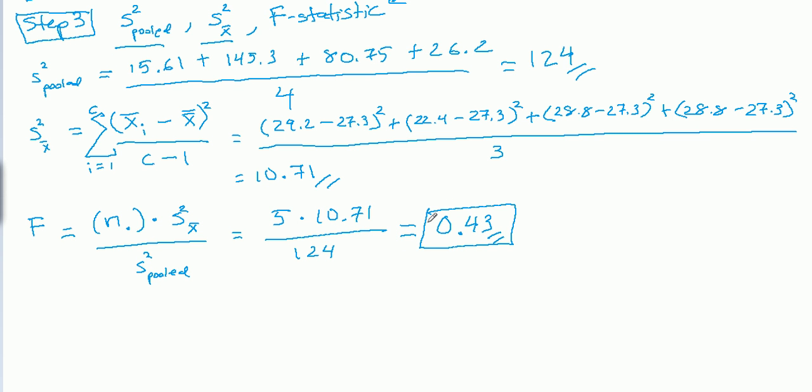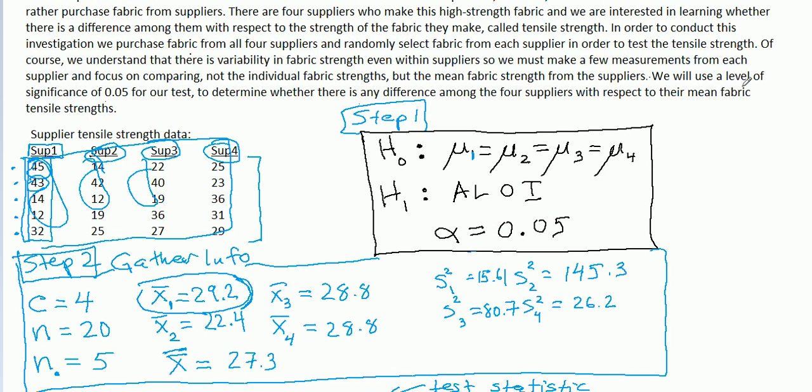This value right here is really what we're going to need to make our final decision, which is going to be in the final part of this video. Step 4, we're going to finally be able to make a decision, meaning reject or fail to reject the null hypothesis that we set up at the very beginning. Keep watching part 4 to round out this example.